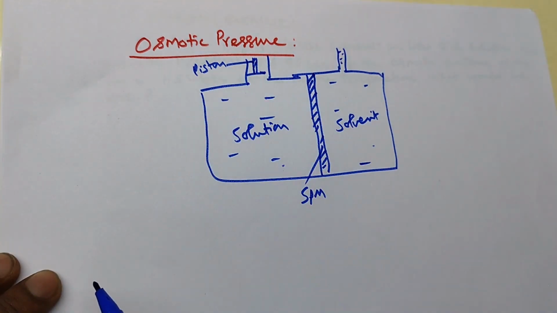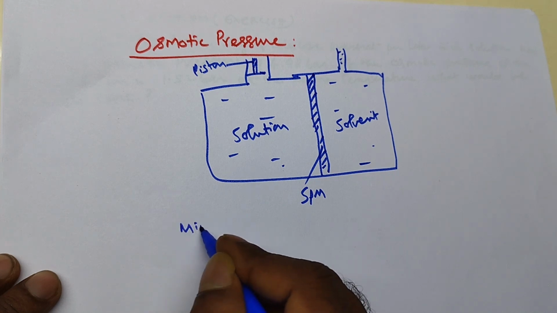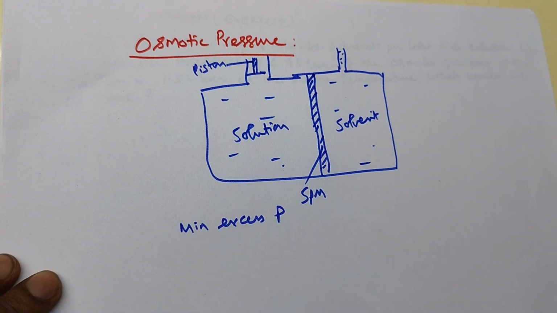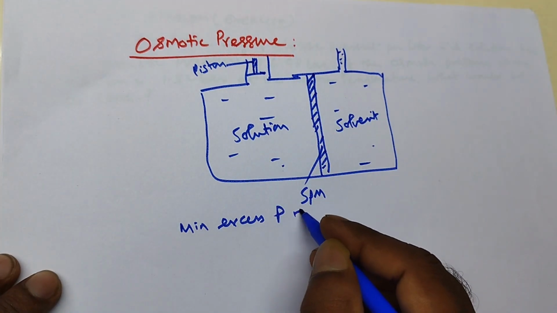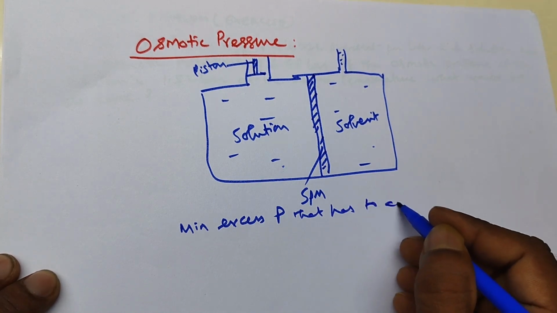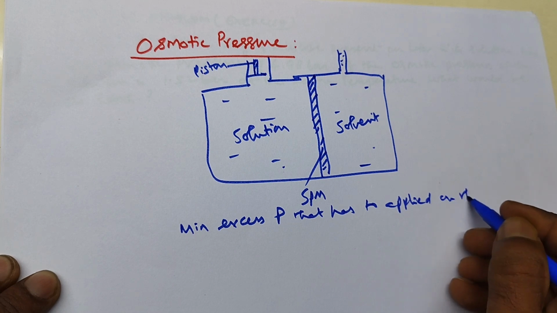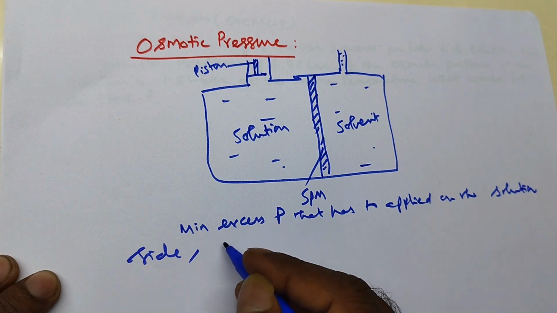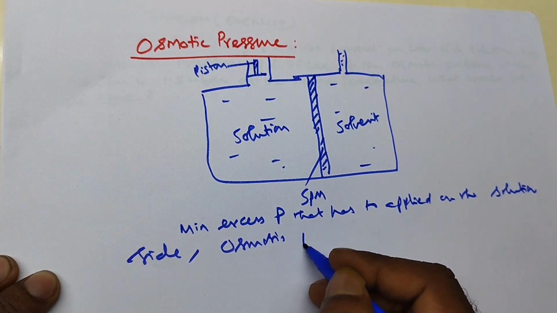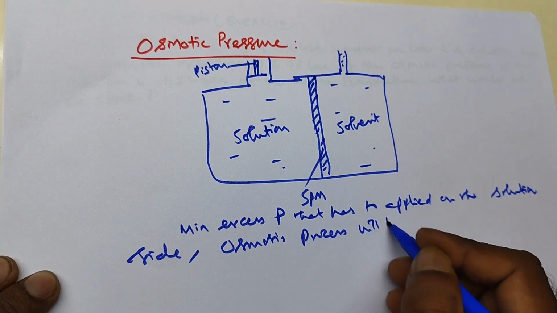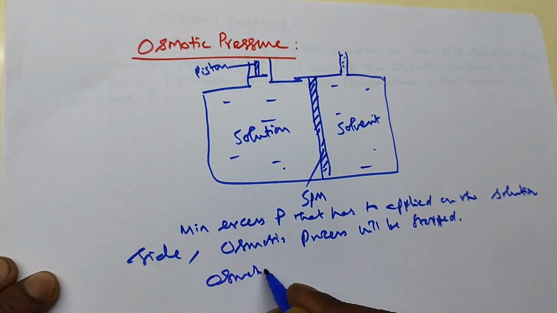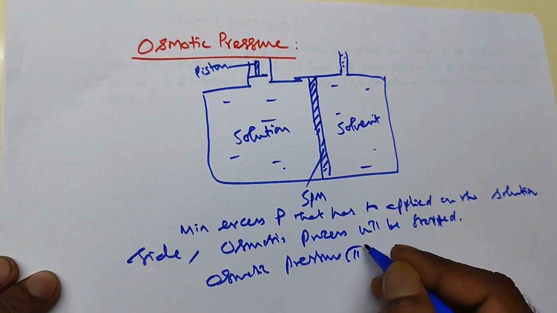What is meant by osmotic pressure? We apply a minimum excess pressure that has to be applied on the solution side. Immediately the osmosis process will be stopped. So that particular pressure is known as osmotic pressure. It is denoted by the symbol pi.